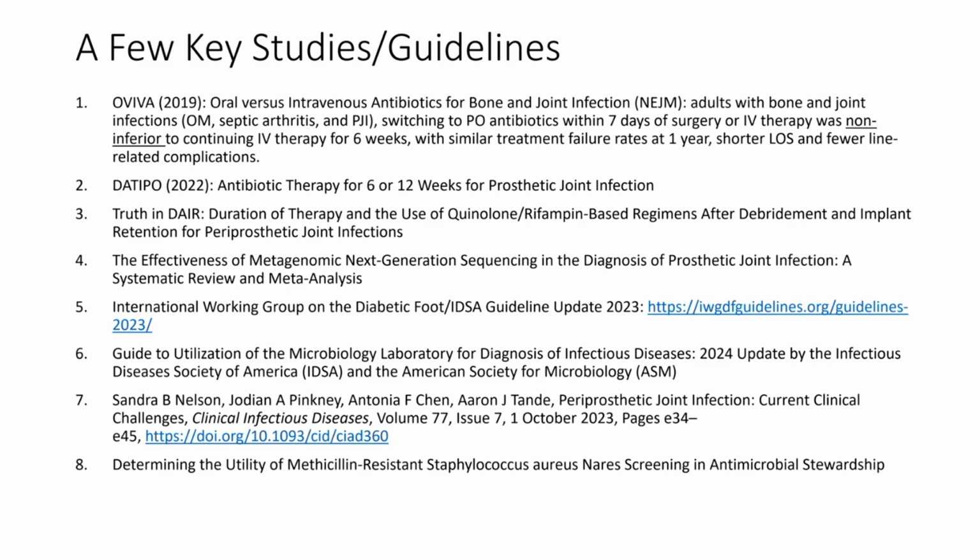This one looked at 6 versus 12 weeks for PJI. I just included all the things that you should probably be reading at some point, but 6 weeks for certain cases was shown to be not non-inferior. And then Truth and Dare is another more recent trial that looked at the duration of therapy and use of the FQ rifampin combo for Staph aureus. Addition of rifampin in that situation didn't show much of a benefit. And then this one, I forgot to include the DOI here, but this was the one looking at metagenomic sequencing. I can send that to you, but it was from China.